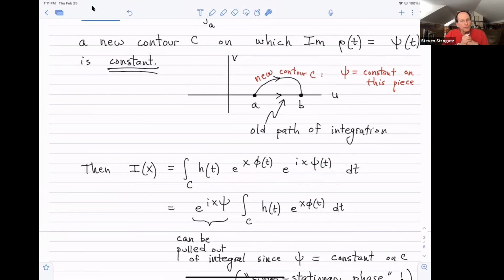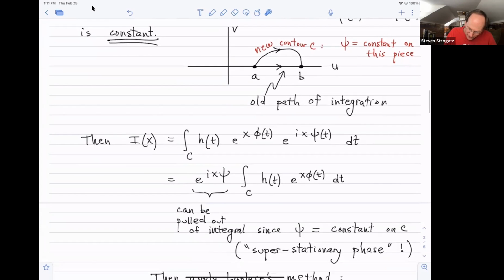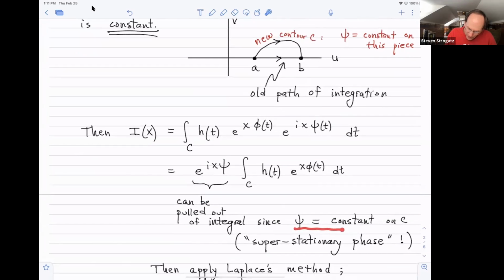So what this does for us, if you want to think of it this way, is that by saying psi equals constant, you've made the phase psi completely stationary. I kind of like to think of this as a method of superstationary phase. It's not just that psi prime is 0 at one point. Psi is identically constant on pieces of the contour. So that really eliminates the cancellation effect and can give us a big contribution to our integral.